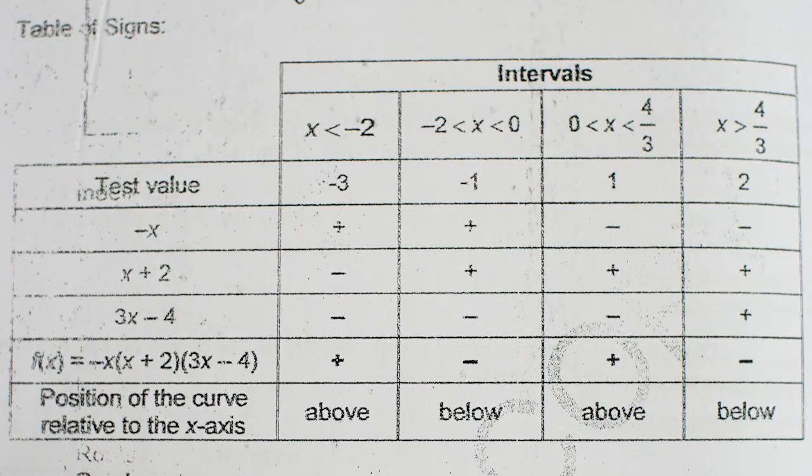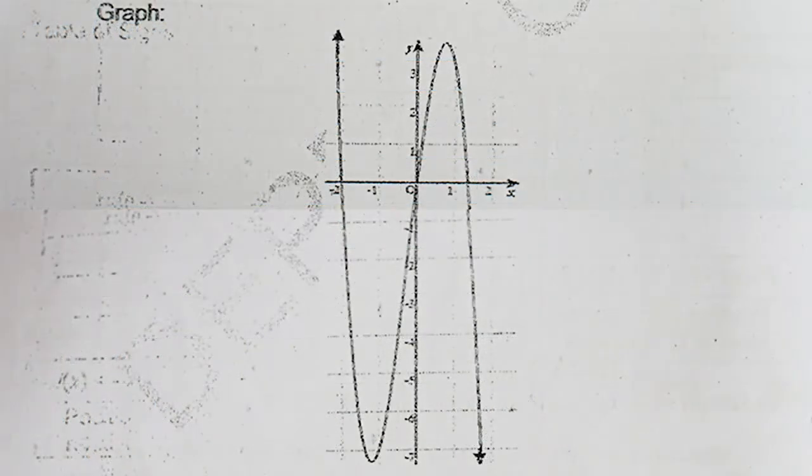The table of signs or the test values: -x, x + 2, then 3x - 4. Then we have x is less than -2, -3: positive, negative, positive. Then we have -2 less than x less than 0, that is -1: positive, negative. Then we have here the graph. How can you interpret this graph? This is now the graph of the polynomial function.